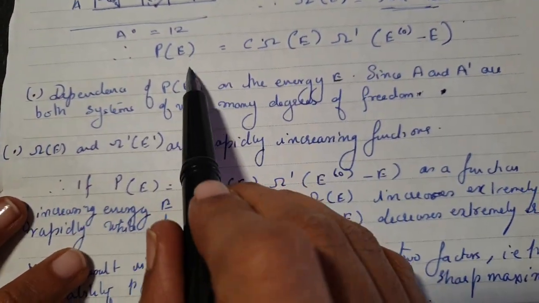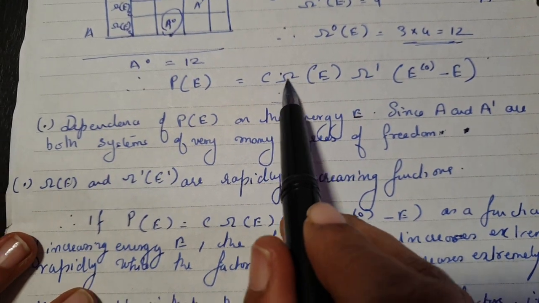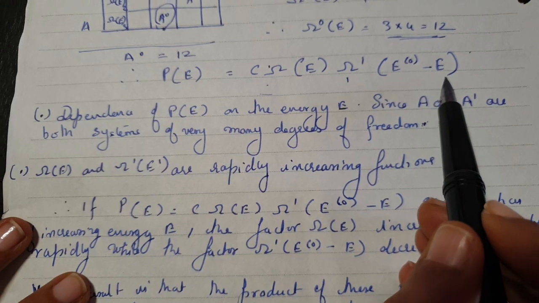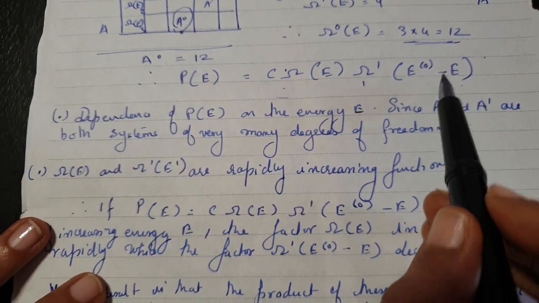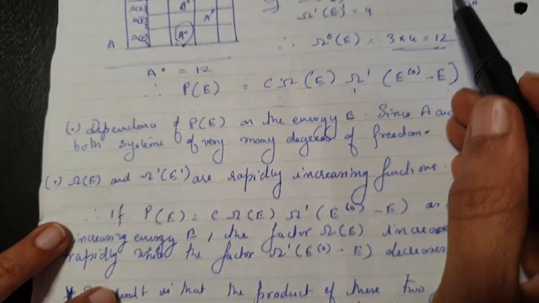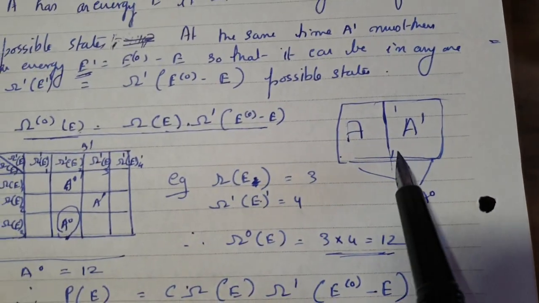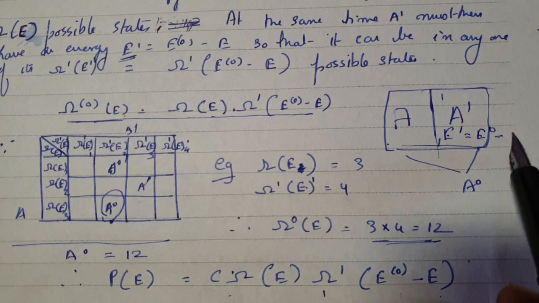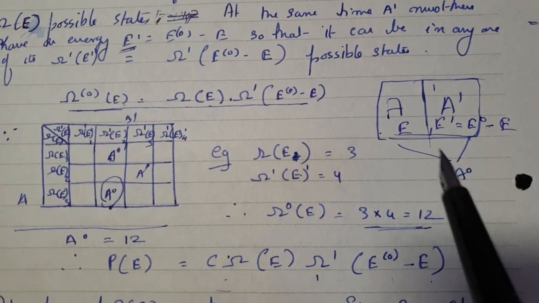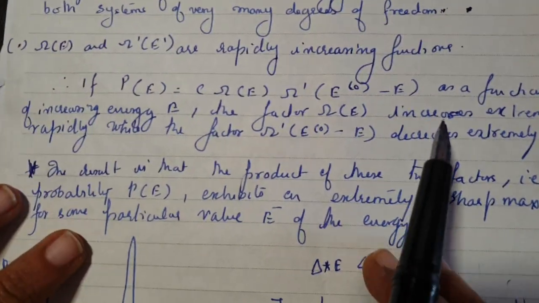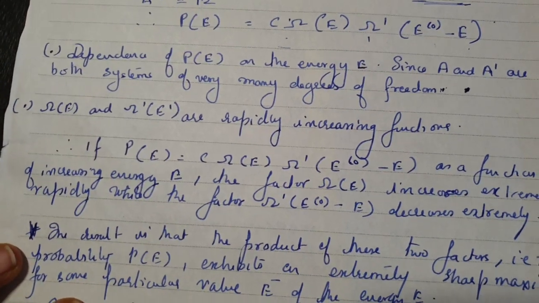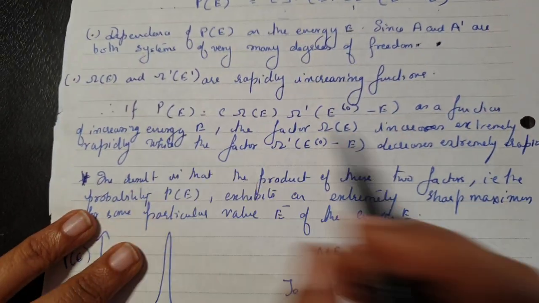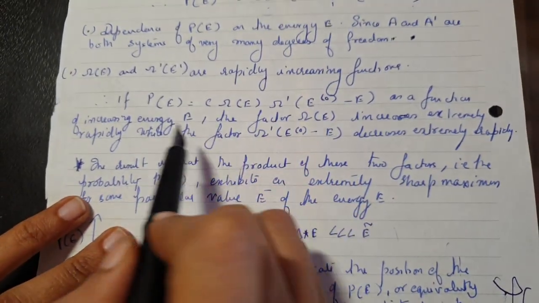And so the probability again is given by C omega of E multiplied by omega dash E naught minus E. What is E naught minus E? That is for the second system, A dash. So E dash is equal to E naught, our total energy, minus E. This is E. So hope you can understand. If you cannot understand, go through it again and again. I cannot take more time on this because of data limitations.